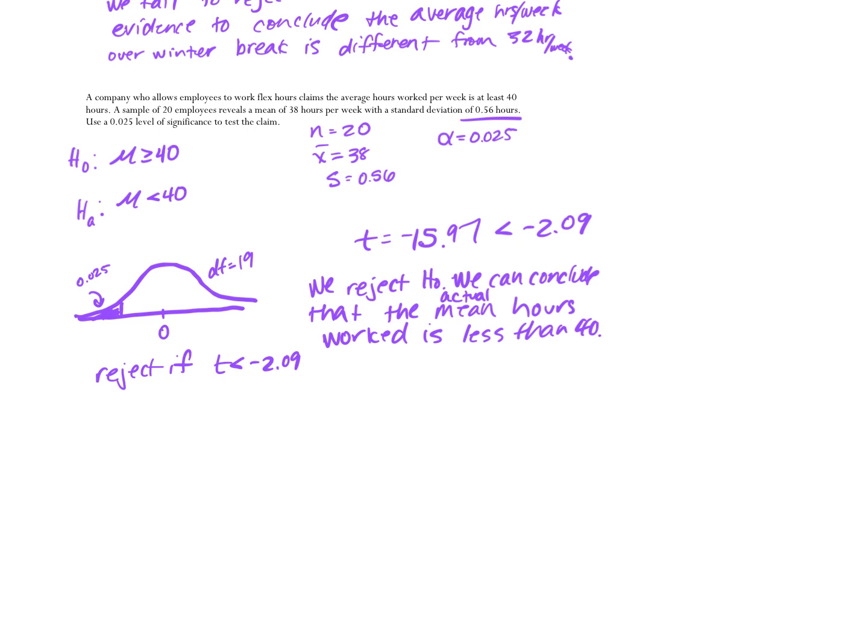Whether you know the population standard deviation or not. Okay. How is the 19 found? It's your sample size minus 1. Oh, okay. So the population standard deviation is when we use Z.